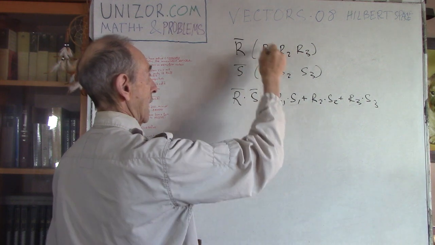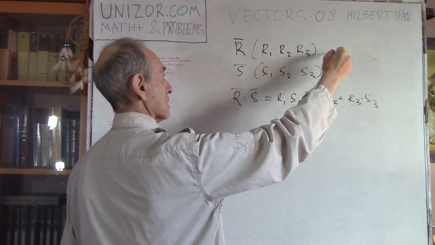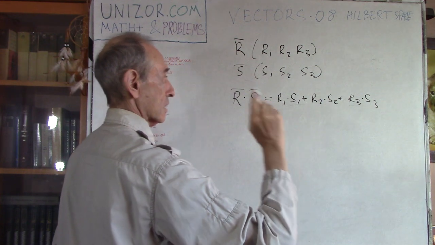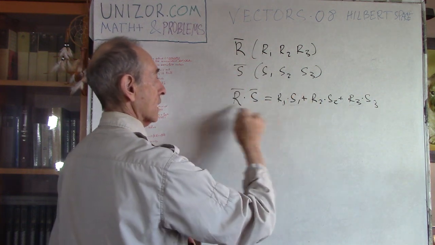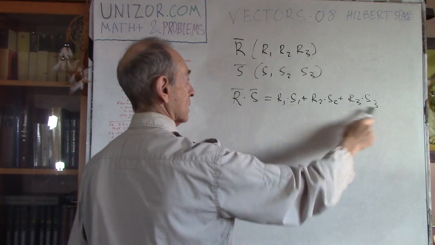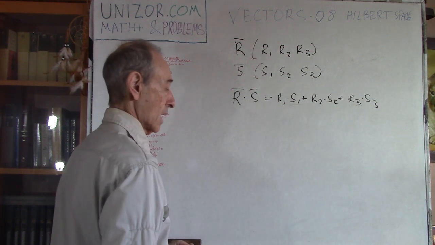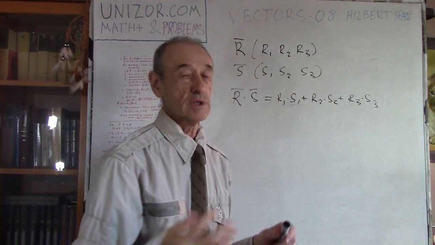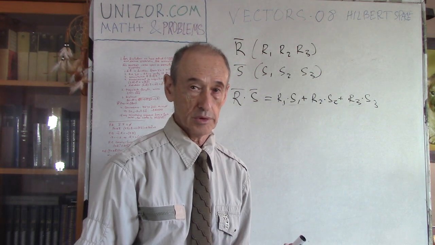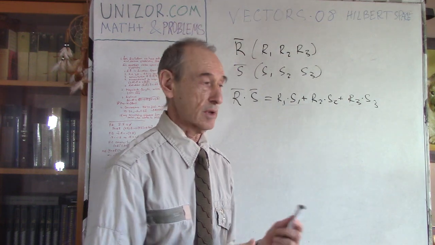Again, when you're adding these two, you will get another vector which has coordinates like R1 plus S1, R2 plus S2, and R3 plus S3. It's a vector, but if you are multiplying using this dot product, you will have one real number, which is the sum of the products of components. Now, from this, we have derived certain properties of scalar product, like commutative, associative, etc.